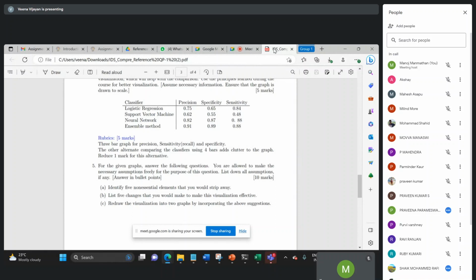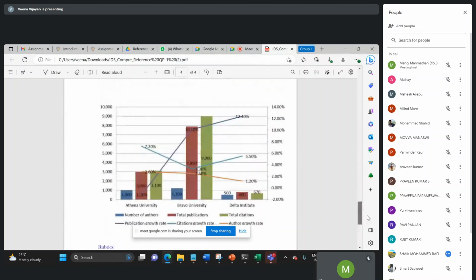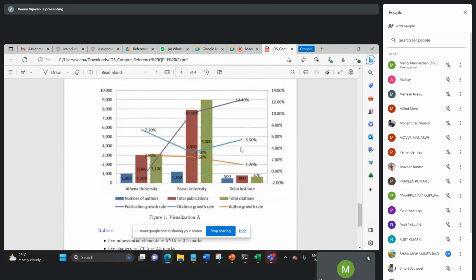Okay, next is for the given graph, assumptions. Based on all the assumptions, if any, you are allowed to make assumptions. This one has a graph here. So from this graph, we need to find the non-essential elements. Each element carries 0.5. So one, I think, is the grid. The second is the label.